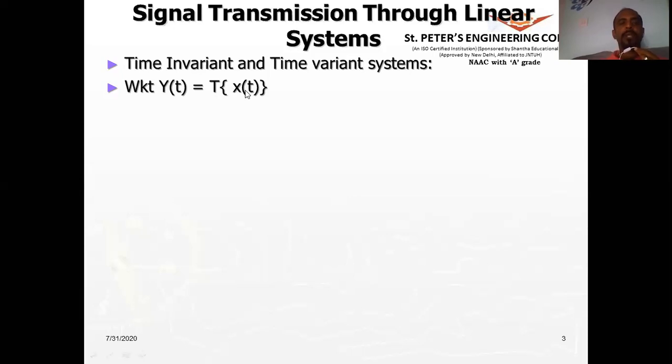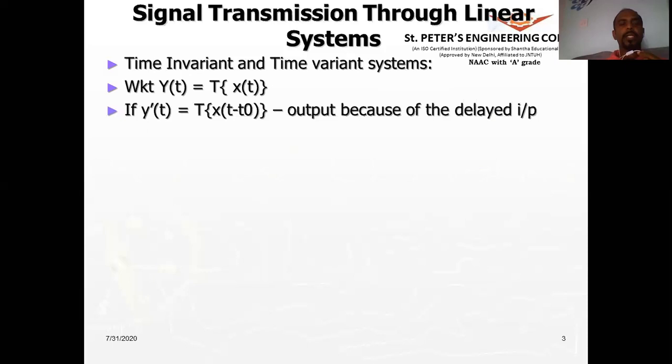So X of t is the input, Y of t is the output. So T is the operator performing some operation on the input signal X of t. All right. So if I delay the input by some amount t naught, I'm going to call it X of t minus t naught. So what is X of t minus t naught? It is the input signal X of t delayed by an amount t naught.